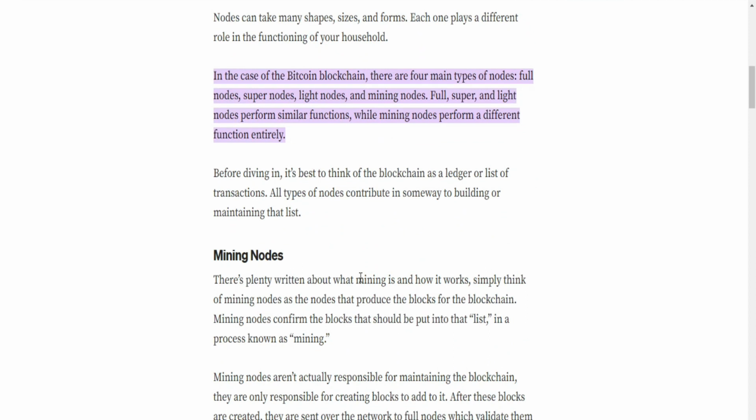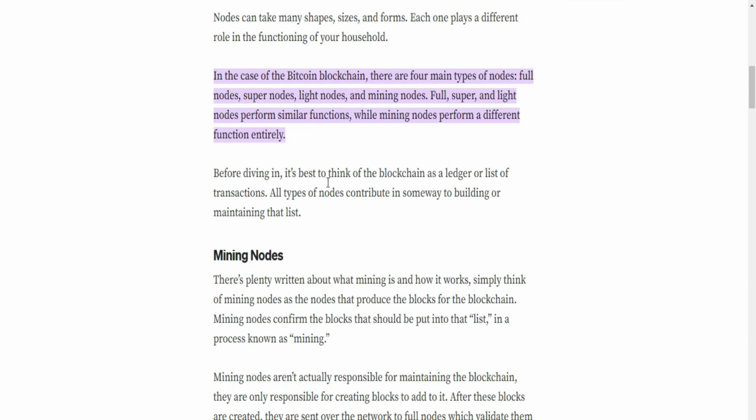In the case of the Bitcoin blockchain, there are four main types of nodes: full nodes, super nodes, light nodes, and mining nodes. Full, super, and light nodes perform similar functions, while mining nodes perform a different function entirely.